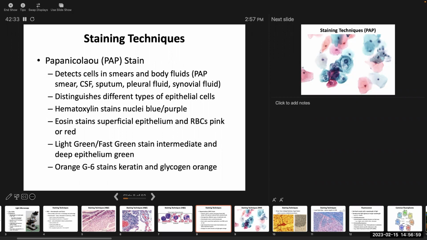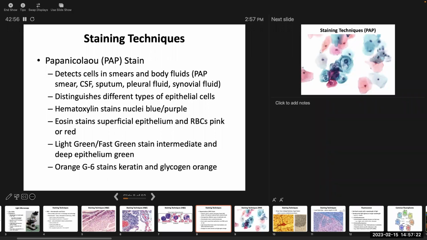The staining technique is named after Dr. Papanicolau, and I forget his first name. But he invented the staining technique, plus he's also responsible for what's known as a Pap smear, which anyone who's had a routine gynecological exam is very likely to have had one of these.